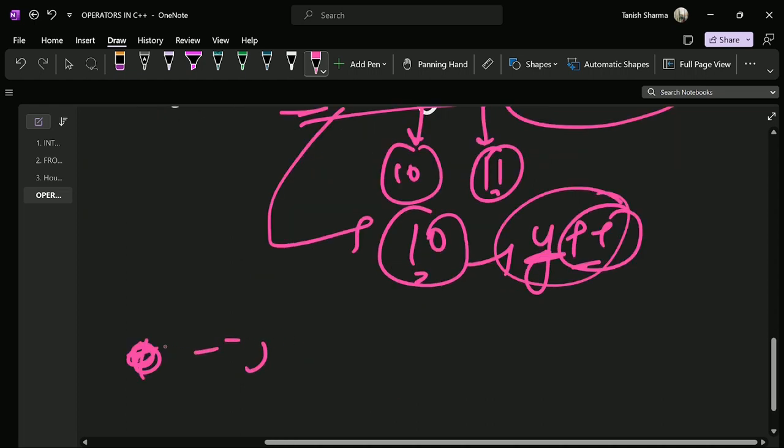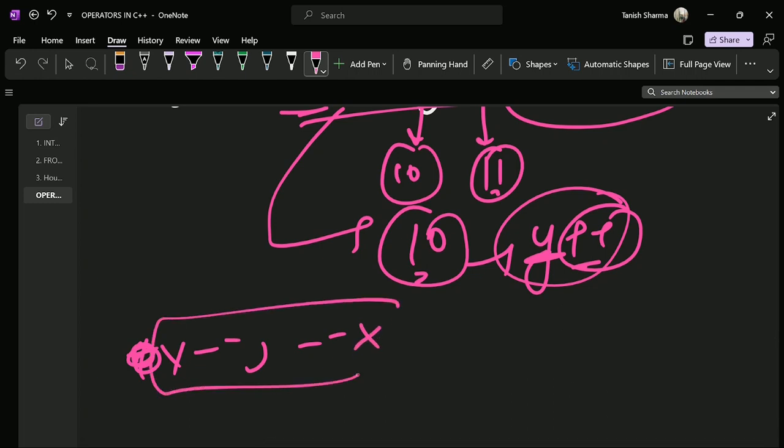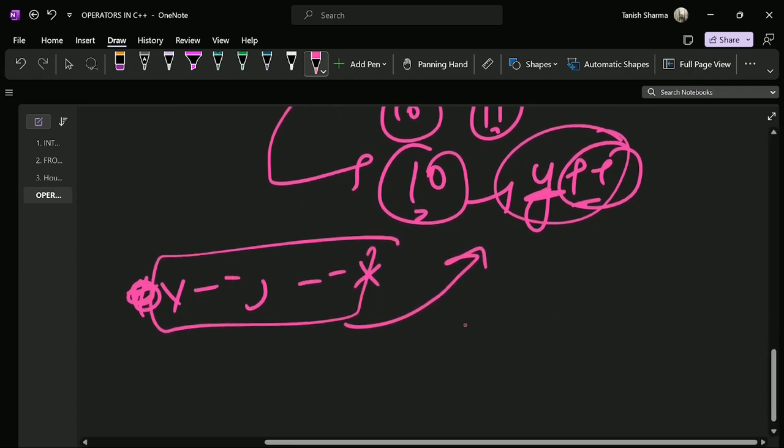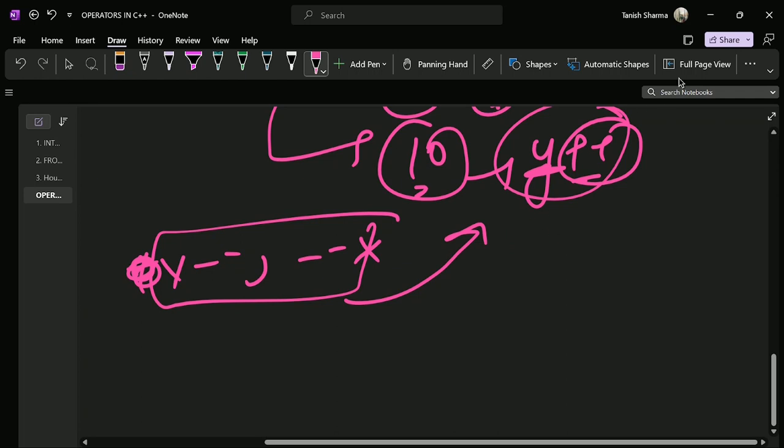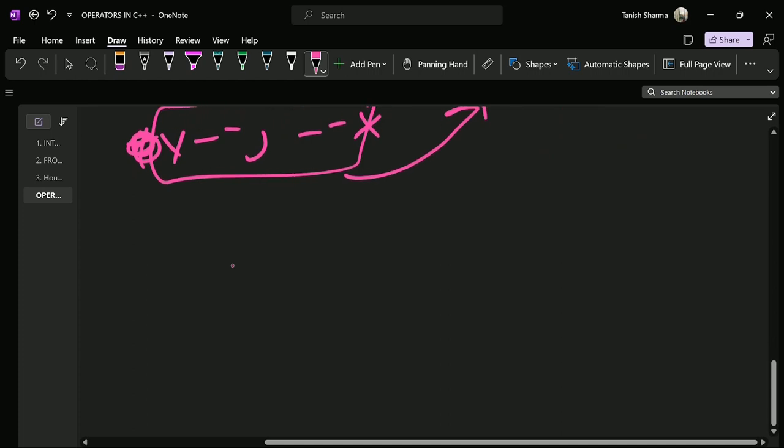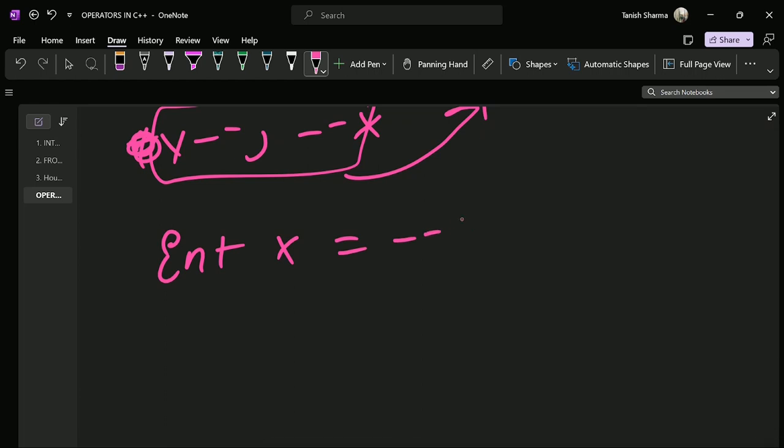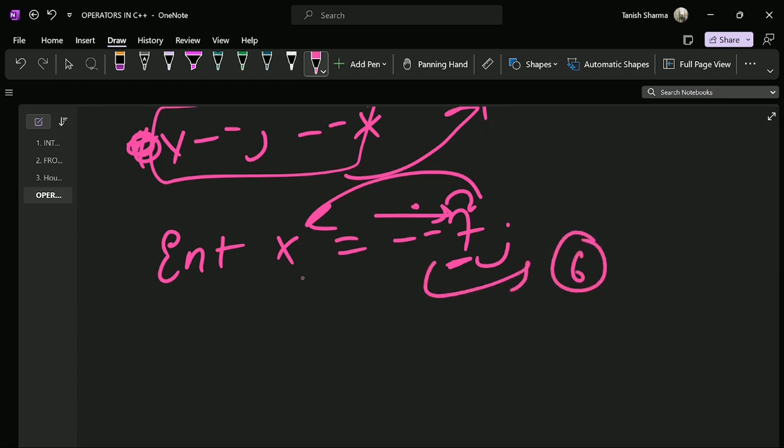x minus minus or minus minus x both work similarly to what we have just learned, that is, the same as the pre-increment and post-increment operators. Like if we take some examples, int x is equal to minus minus of, let's say, 7, then this would mean that we are firstly decrementing 7 and then taking it here. We have decremented the value of 7, so now it will be 6, so x will be assigned the value of 6.